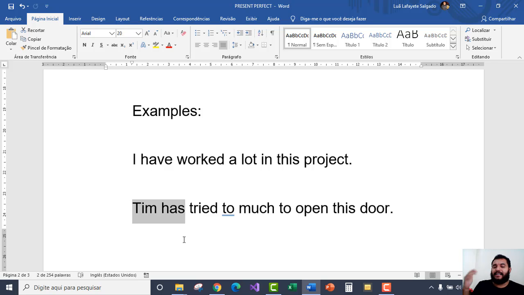So Tim has tried too much to open this door. He spent a long time trying to open the door and couldn't open it. Another person opened the door. So, Tim has tried too much to open this door. Nice. I use the verb has because it's the third person, Tim. Then I put the verb in past participle. It is a regular verb, I just put ed on the end, and then the complement.